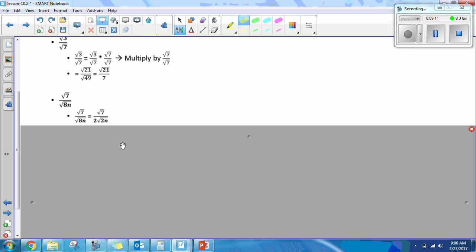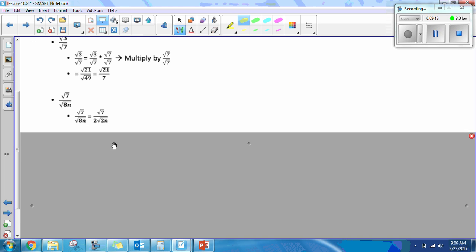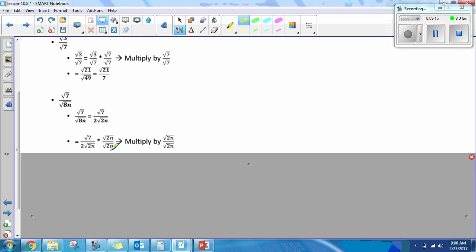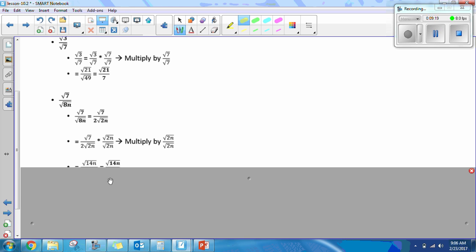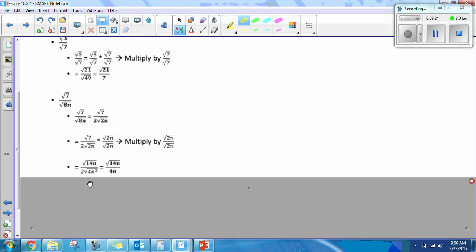Now we can't leave that radical in the denominator, so we multiply both the numerator and denominator by radical 2n. When we do this, in the numerator we get radical 14n. In the denominator we get 2 times the radical of 4n squared, which is a perfect square, and that will become 2n, but when I multiply it with the 2 on the outside, I get 4n in the denominator.